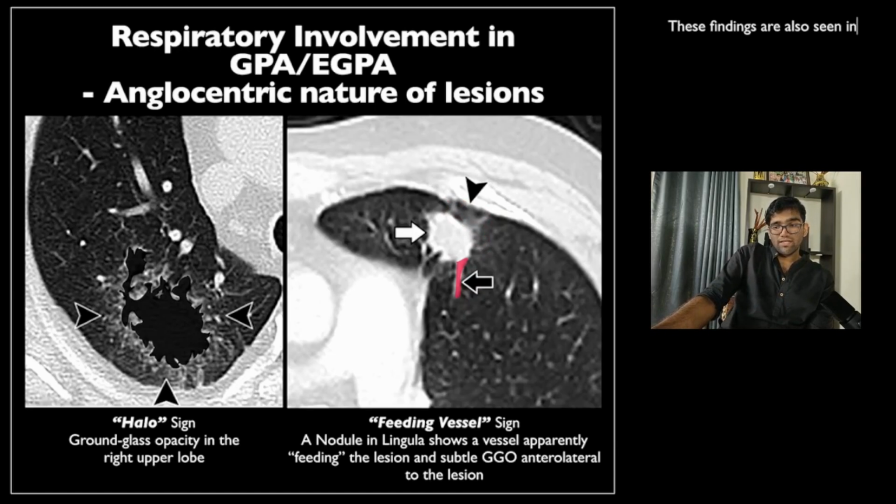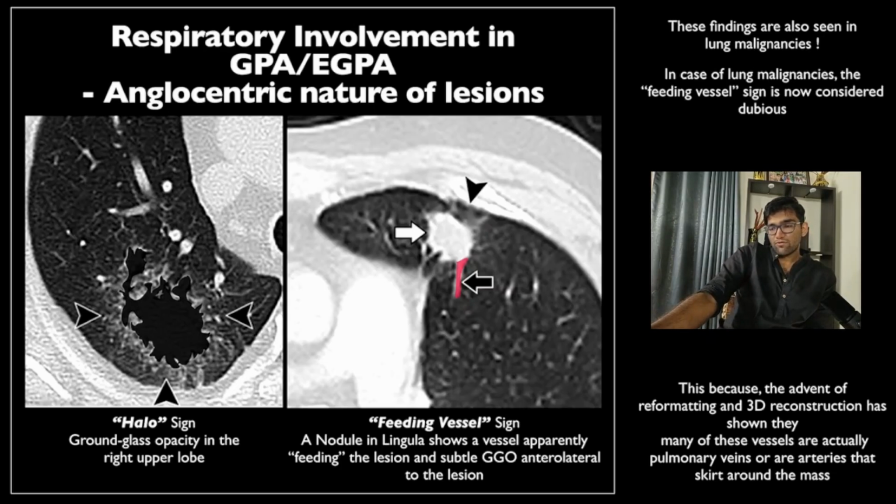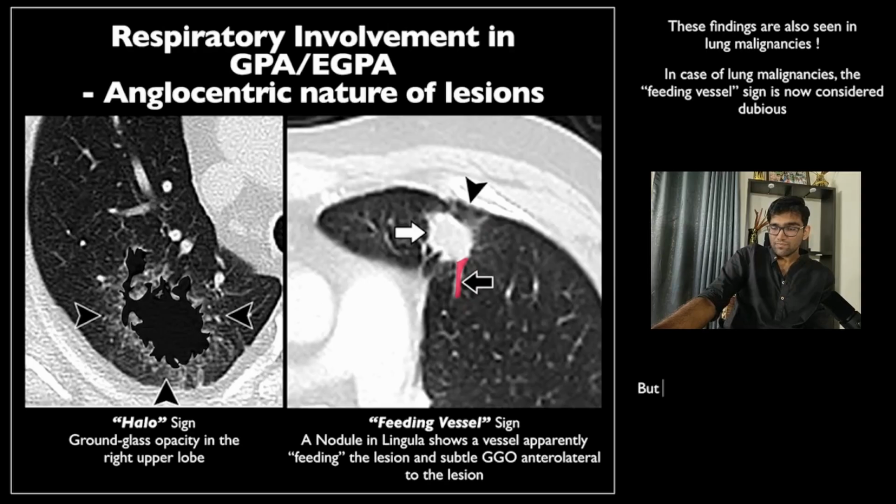Now there are a few things that I need to clarify. These findings can occur in malignancies. In case of lung malignancies, the feeding vessel sign is now considered to be dubious. So with the advent of reformatting and three-dimensional reconstructions, it has been shown that many of these vessels actually represent pulmonary veins, or they appear to be arteries that actually skirt around the mass lesion rather than actually going and feeding the mass lesion, as the name would suggest.